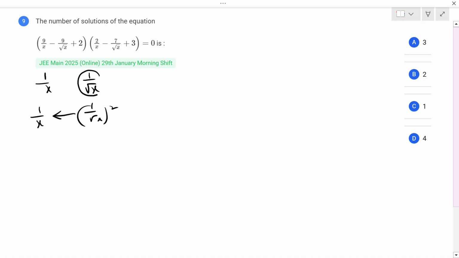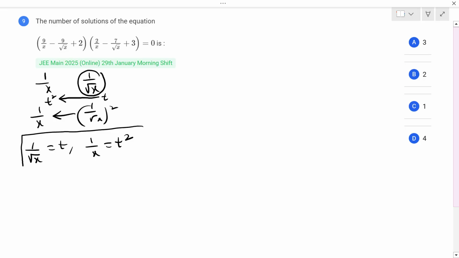If I substitute 1 by root x as t, what happens to 1 by x? 1 by root x whole square is 1 by x, so t square is 1 by x. So if I substitute 1 by root x as t, automatically 1 by x becomes t square. This is the substitution we are going to put in the given equation to find the value of x. I have a nice idea. Let's execute it.